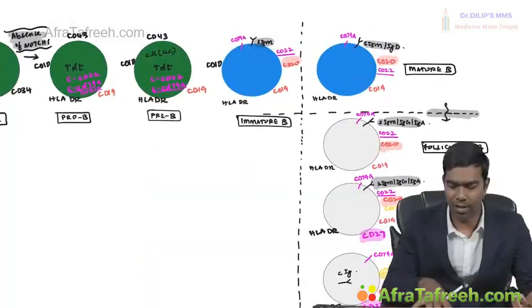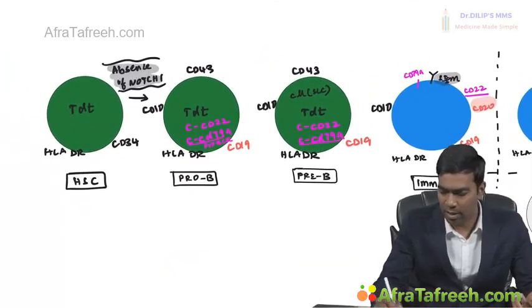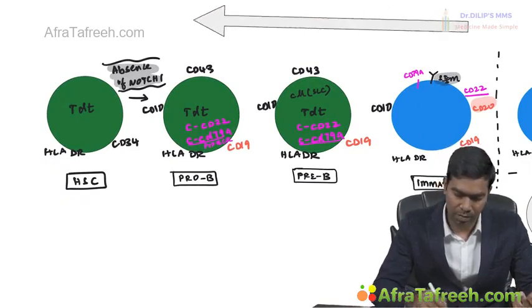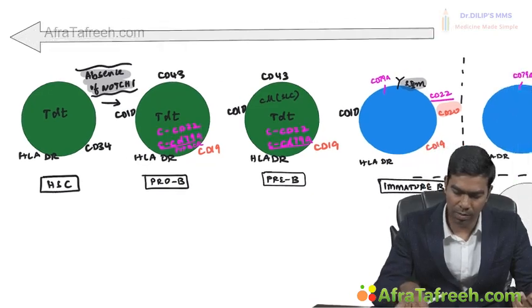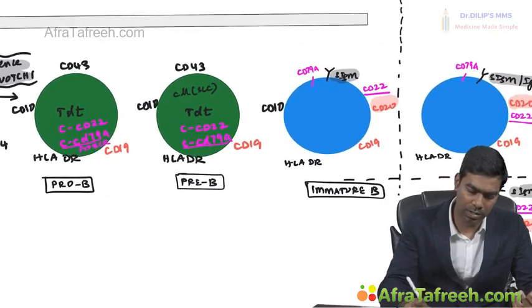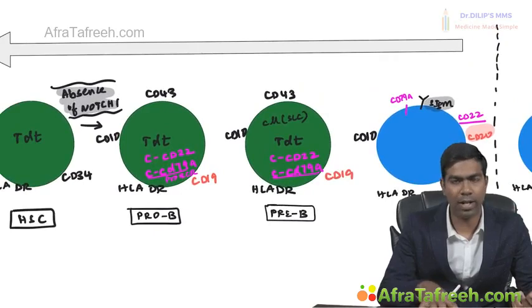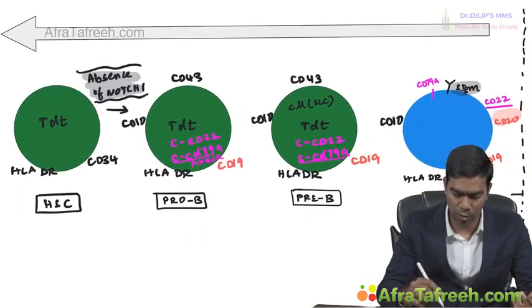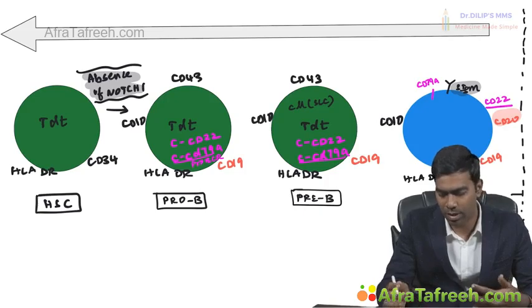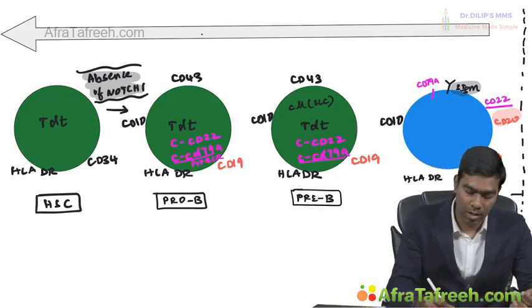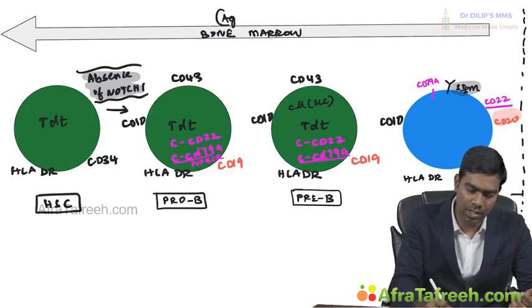So these are the different B cell developmental types you have. Then I've divided them into two compartments. You can see that I have put a compartmentalization here, a dotted line here. Why did I put this? Because the hematopoietic stem cell, pro-B, pre-B and immature B cell are going to be present within the bone marrow.